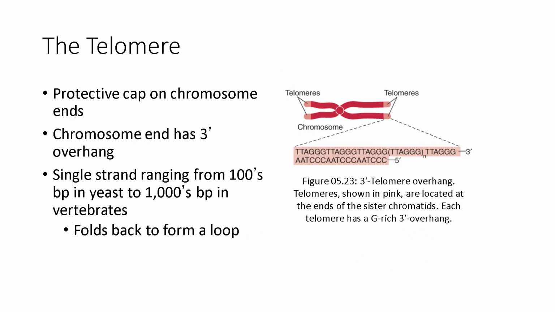Telomeres are protective caps at the ends of linear chromosomes, made up of G-rich sequences and a single-stranded 3' overhang. This overhang can range from hundreds of bases in yeast to thousands in vertebrates. To prevent the ends of chromosomes from being mistaken as DNA breaks, the telomere folds back on itself to form a protective loop, effectively shielding the chromosome tip from degradation and unwanted repair.